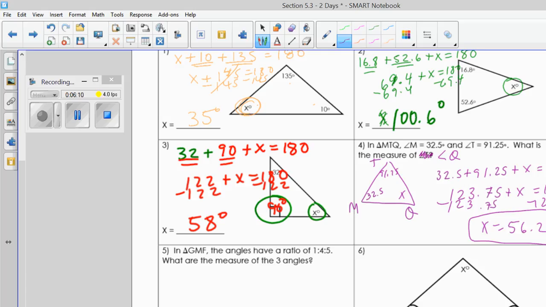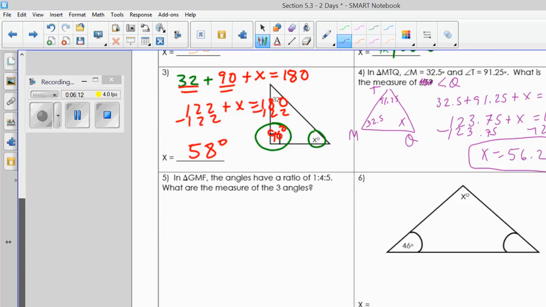All right. We're going to skip 5 for a second and go to number 6. Now, number 6, I see a triangle here. Again, I'm looking for the value of X. I'm trying to figure out this angle. So I look for my 3 angles and add them up to equal 180. I see I got 46, so I'm going to go 46 plus, now hold on, I do not know what this is.